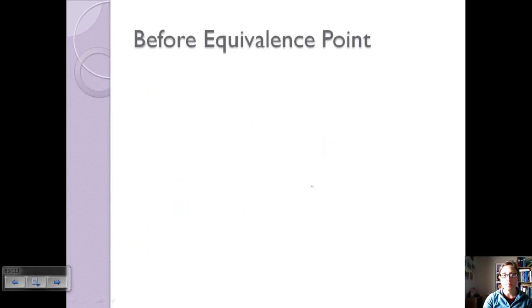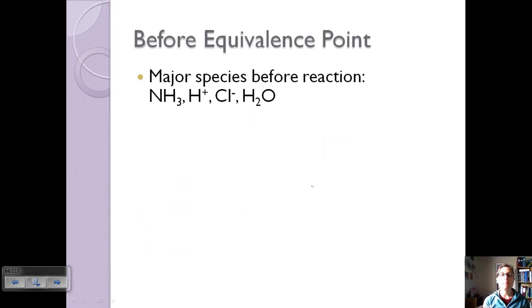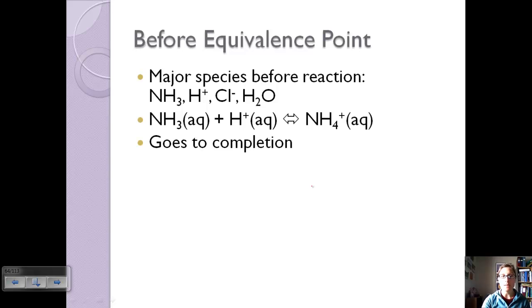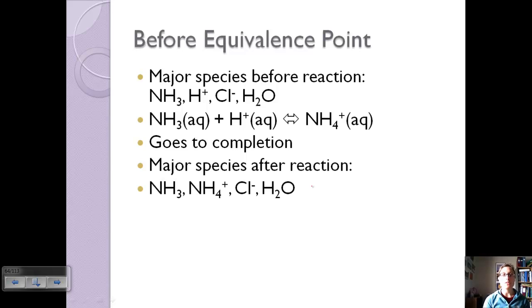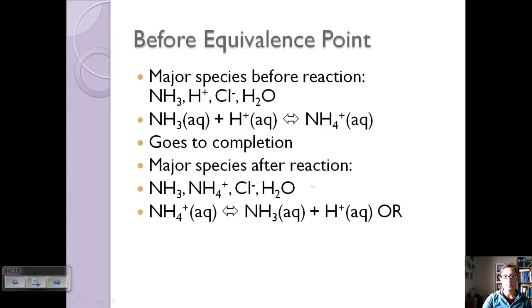which basically means water splitting up into its ions. Okay, so if we look at before the equivalence point, the major species before the reaction are ammonia, our H+, our Cl-, because we're reacting it with the hydrochloric acid, and water. And so we take our ammonia plus the H+, producing ammonium, and this one goes to completion. So now if we look at the major species after the reaction, so we've reacted all the H+, then we have ammonia left, ammonium left, our Cl- ion from the hydrochloric acid, and water.